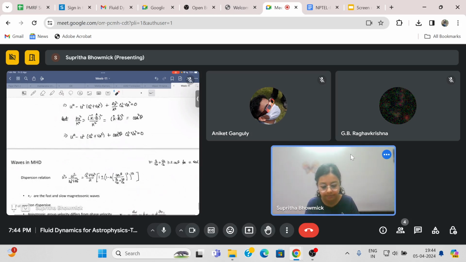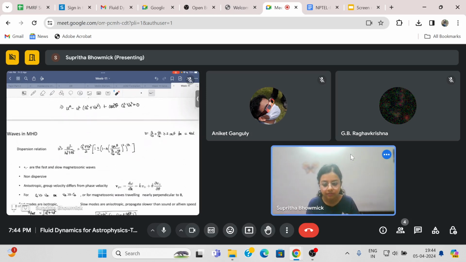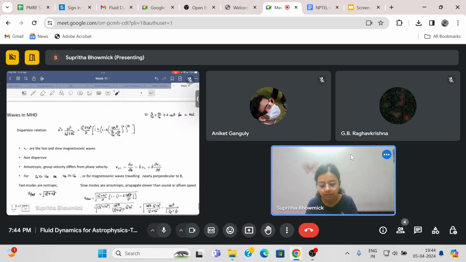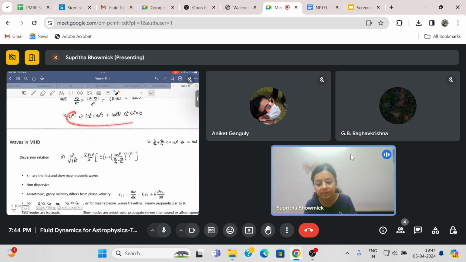Then the dispersion relation becomes this. Solving for this is like a quadratic equation in u square. Solving for that, you get u square equals this, where Va is the Alfvén velocity that we already wrote in terms of magnetic field and density. We know what cos theta is, and so on. Since this was originally an equation in u to the power of 4, a quadratic equation in u square, you are bound to get two solutions, one with a plus, one with a minus.